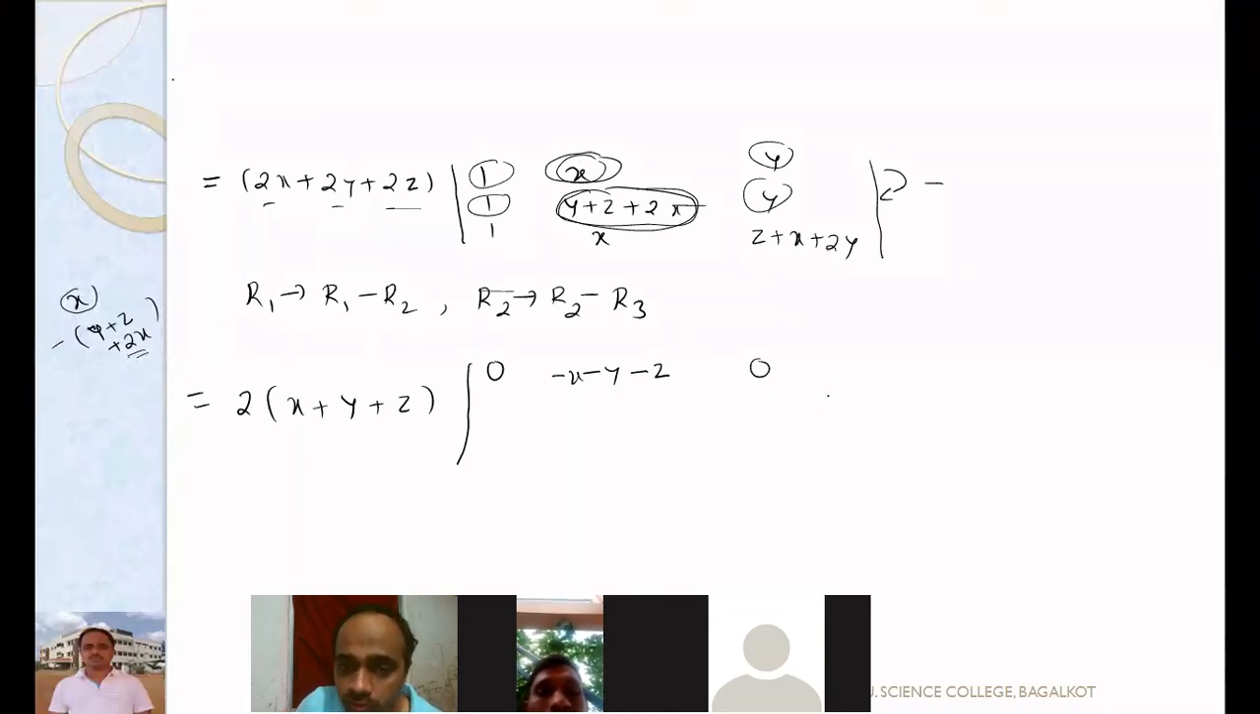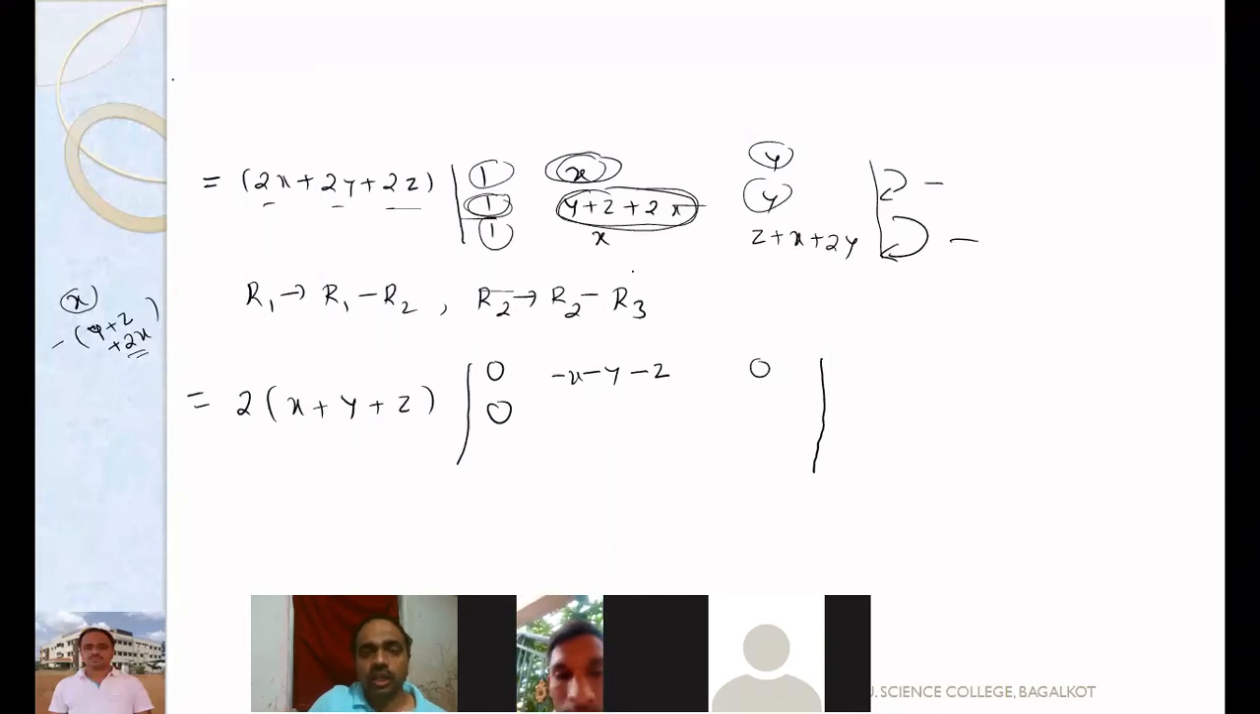This is determinant. Yes, this is R2. From this R2, you have to subtract R3. R2 minus R3. So what is 1 minus 1? 1 minus 1 is 0. And here y plus z plus 2x minus x. What is 2x minus x? 2x minus x is plus x. And already y plus z is here. You observe only this 2x. So I get y plus z plus x, or x plus y plus z.